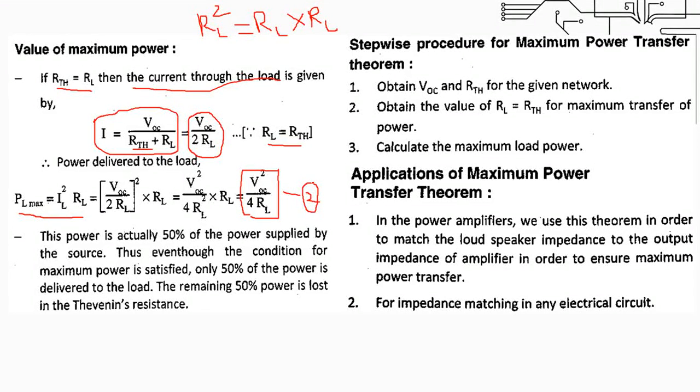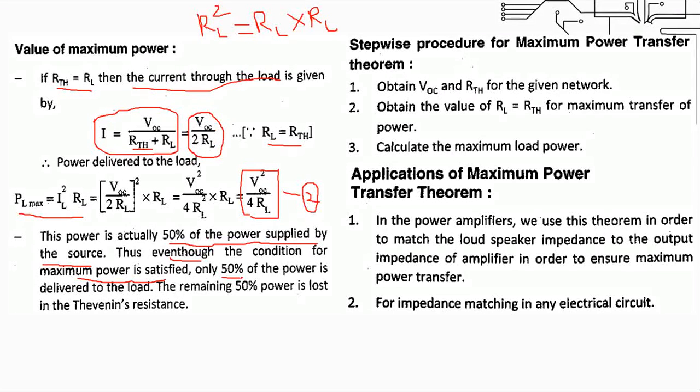But keep in mind, whatever maximum power we are calculating here is actually 50% of the power supplied by the source. The source does not deliver all of its power to the load side. The maximum power we calculate is actually 50% of the source power. That means even though the condition of maximum power is satisfied, only 50% of power is delivered to the load.